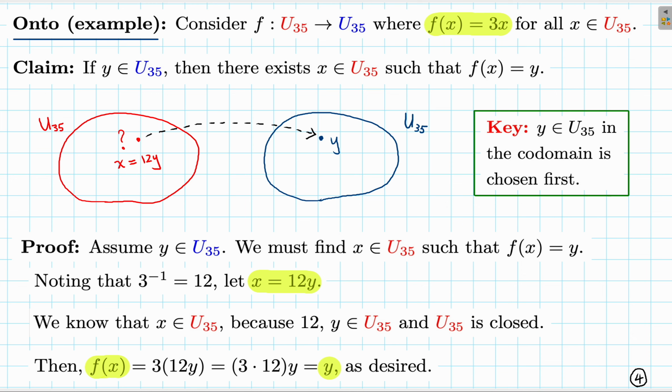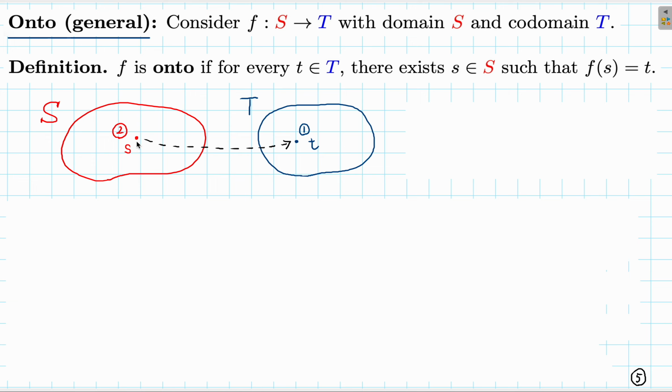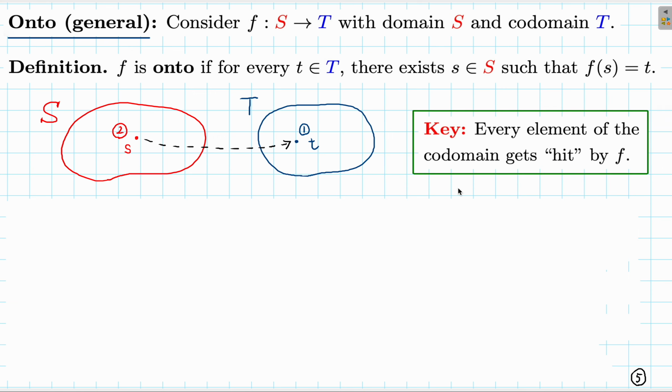So suppose we have a function f with domain S and codomain T. Then we say that f is onto if for every element little t in the codomain, there exists an element little s in the domain such that f of s equals t. In other words, s maps to t. So a way to think about this a little informally is that every element of the codomain gets hit by our function f. That's what it means for f to be onto.